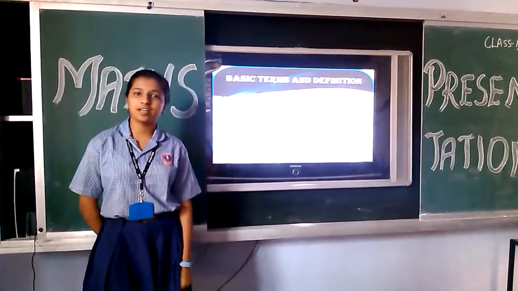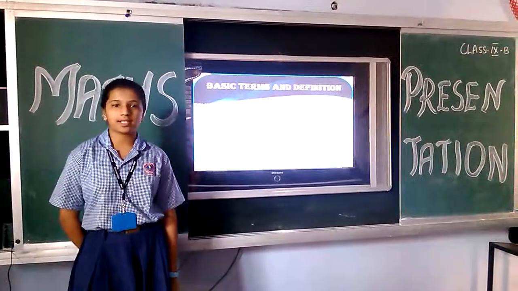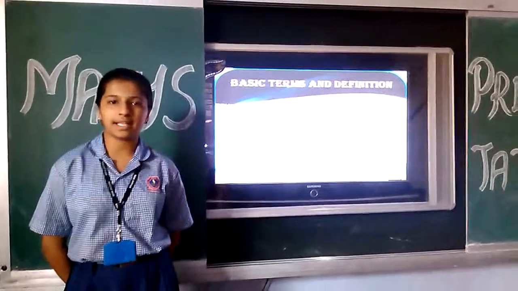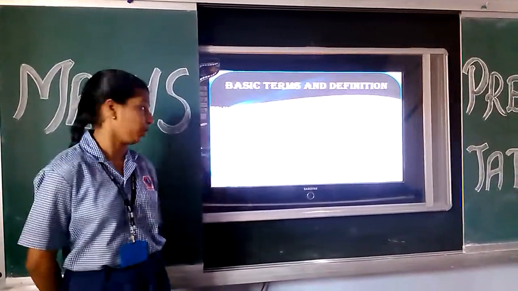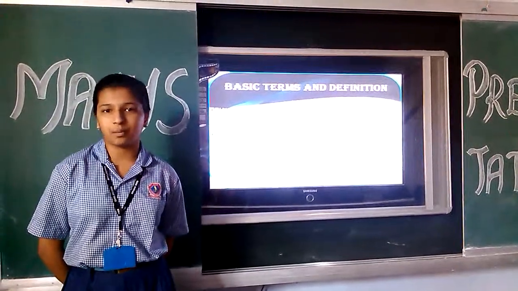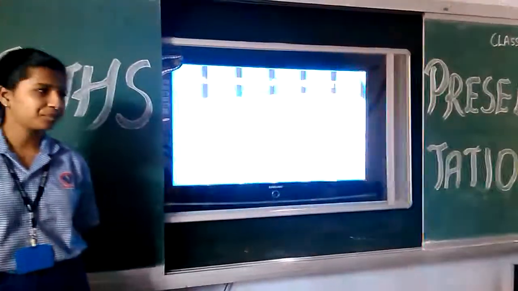Line. It is actually a straight path which has no endpoints. It can be extended in both directions. Next, line segment. It is also a part of a line. It has two endpoints and cannot be extended in any direction. Next, ray. It is also a part of a line which has one starting point but no ending point.